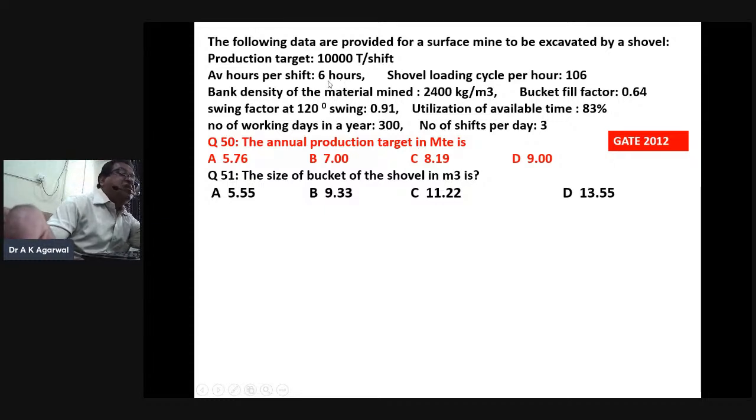Now, based on this data, two questions were asked. First, the annual production target in million tons: per year how many million tons of coal will be produced? Second, the size of the bucket of the shovel in meter cube: what will be the size of the bucket so that this much production can be handled?